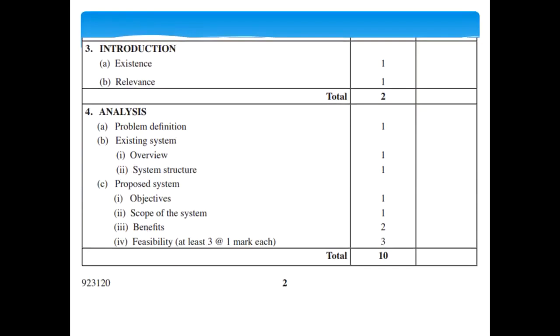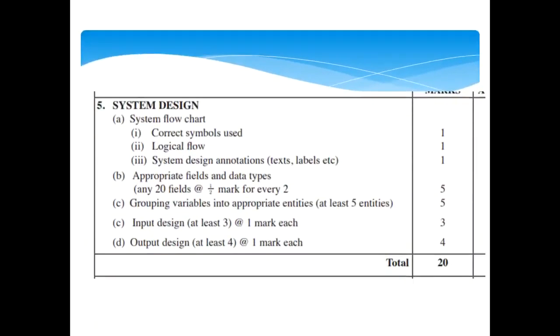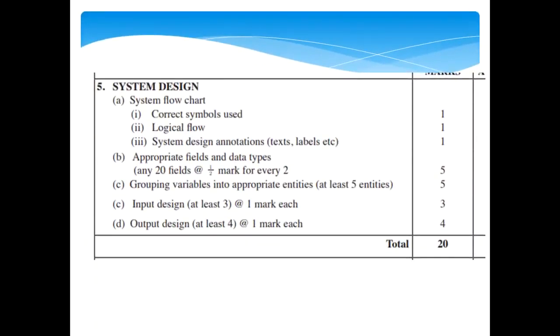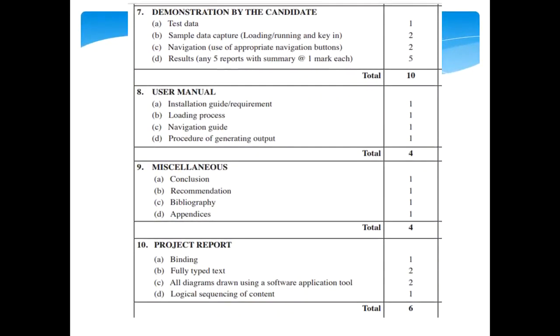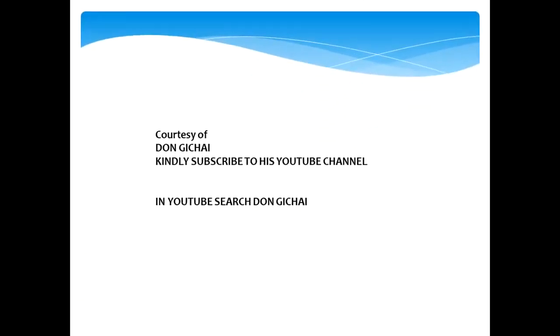Then we shall have the introduction, where we have gone through the problem definition, existing system, proposed system, and what you are supposed to capture. Like proposed system, you see we have the project, scope, benefits, etc. Then you have the system design, flowchart, and so on. We have gone through all that. This is just to show you how the scoring guide looks like. Then you can see the system construction, where you have what you are supposed to do. Then we have the demonstration by the candidate. I have shown you how that one is done. Then you have the user's manual, miscellaneous, and the project report.